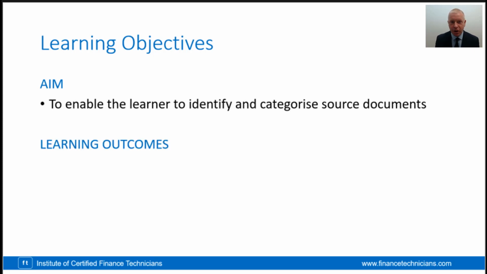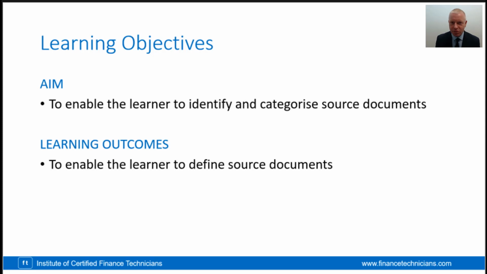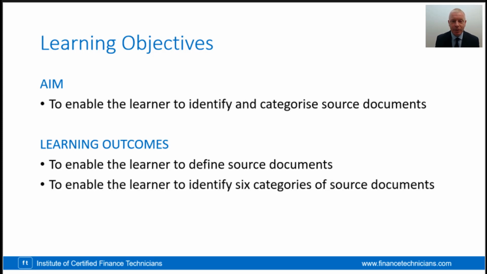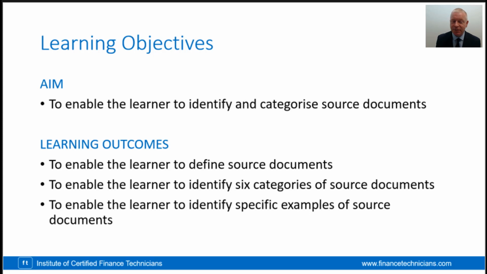Our learning outcomes are as follows: to enable the learner to define source documents. You should be able to do that at this stage, but we're going to just revisit that one to make sure you're absolutely clear. And also to enable the learner to identify 6 categories of source documents. That'll be really important because, as we've said before, source documents are the beginning point of bookkeeping. And the next one is to enable the learner to identify specific examples of source documents. So you're going to be very clear about what they are and how to categorize them, and therefore you'll have a better understanding of how to process them.